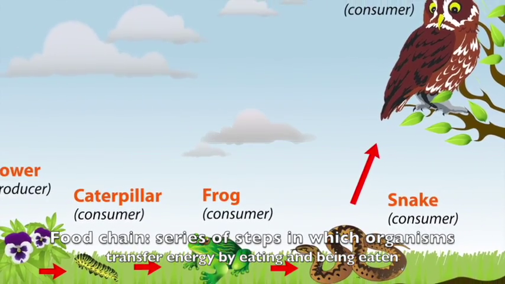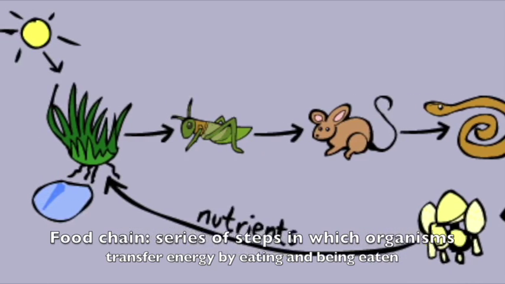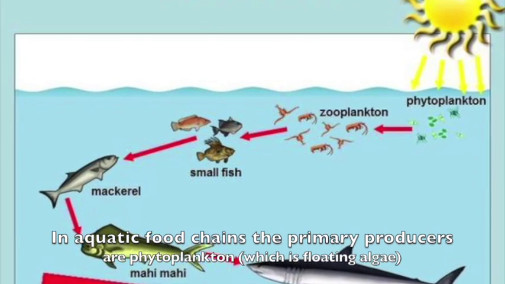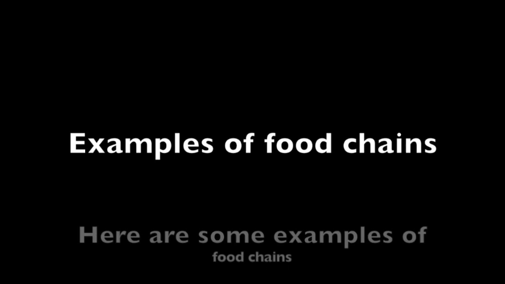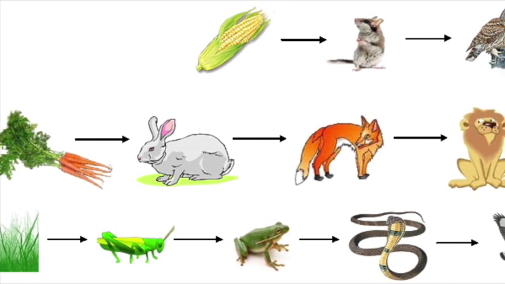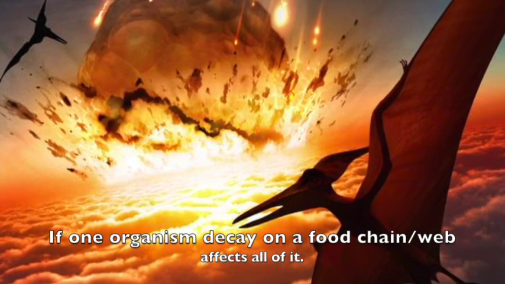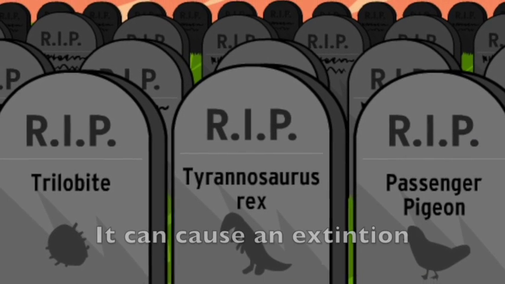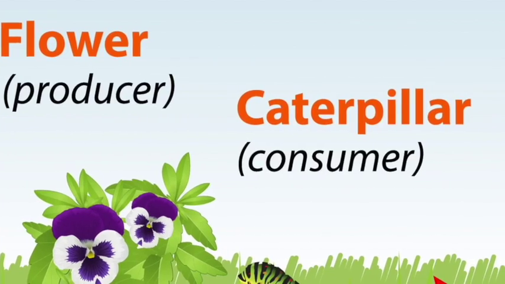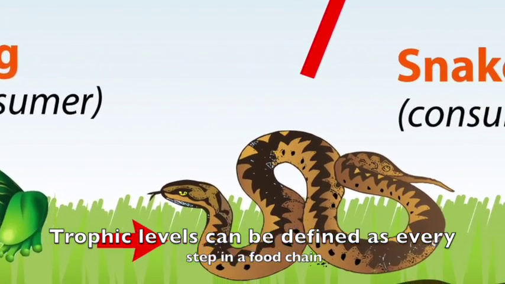Food chain: a series of steps in which organisms transfer energy by eating and being eaten. In aquatic food chains, the primary producers are phytoplankton, which is floating algae. Here are some examples of food chains. If one organism decays in a food chain or food web, it affects all of it and can cause an extinction. Now, trophic levels. Trophic levels can be defined as every step in a food chain.